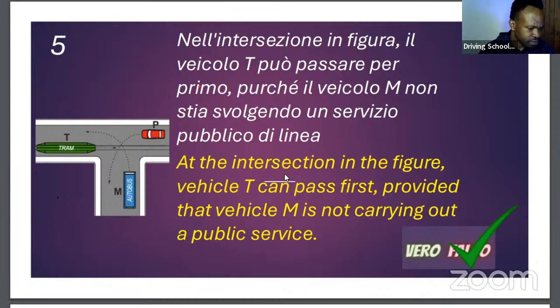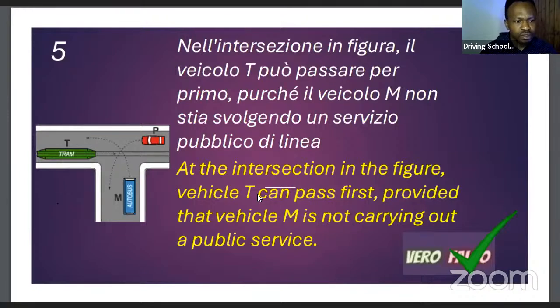Okay, so yes, the order of precedence here is T, P, M. You understand? T, the tram is the first to leave, followed by vehicle P, which is the red vehicle, followed by this vehicle. And the question said, according to this intersection here, that vehicle T is the first to leave. You understand? Which is correct.